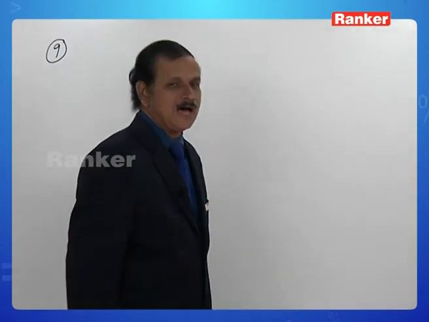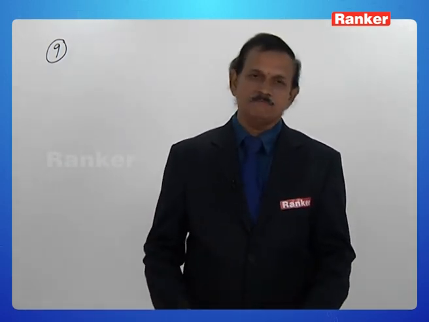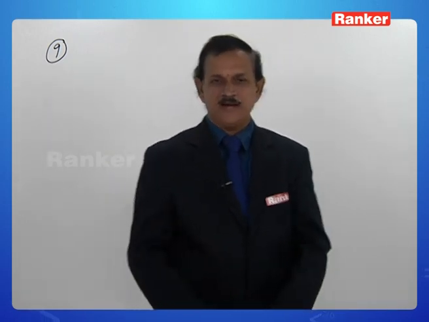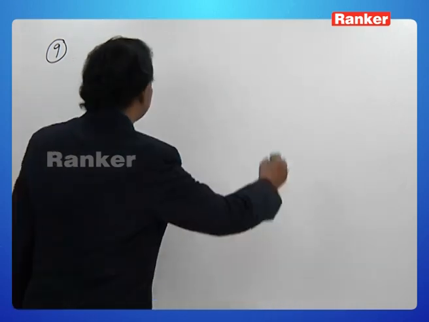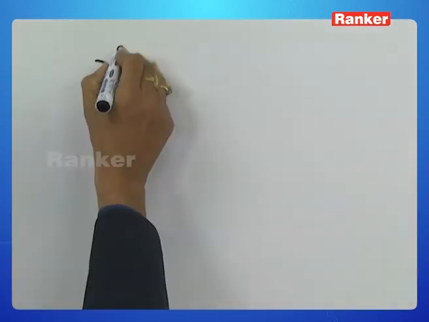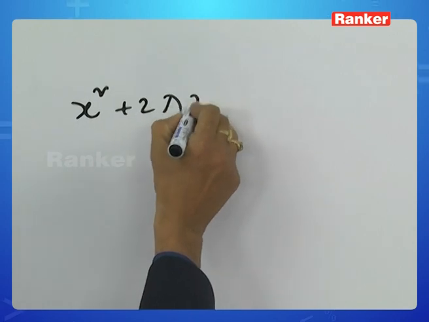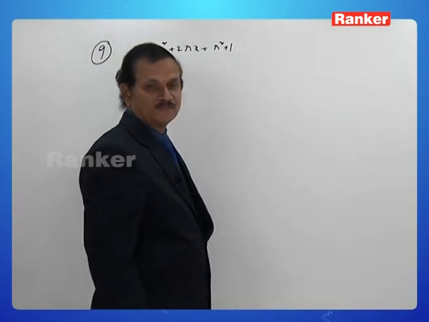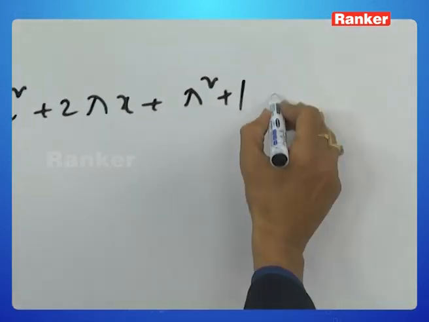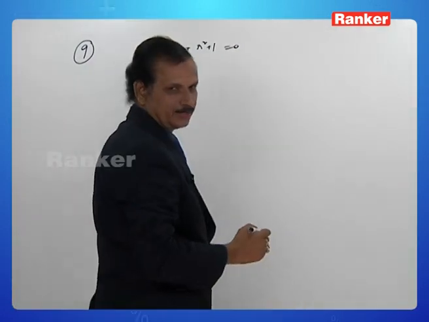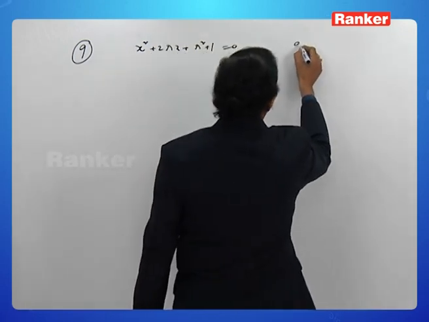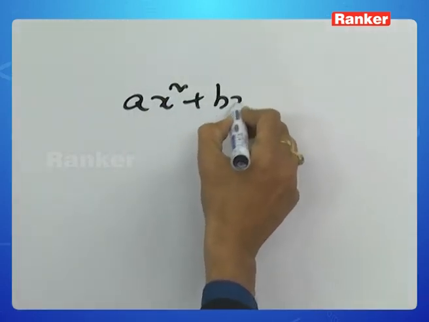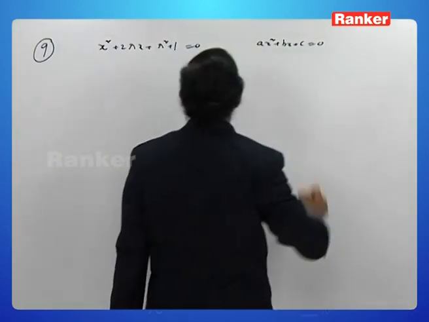he has introduced lambda in the first equation and he has promised that lambda is a real number, that is lambda belongs to R. Now, we are bound to know the range of values of lambda. Let us see. What is the first equation? x square plus 2 lambda x plus lambda square plus 1 is equal to 0. And the second equation is ax square plus bx plus c is equal to 0.